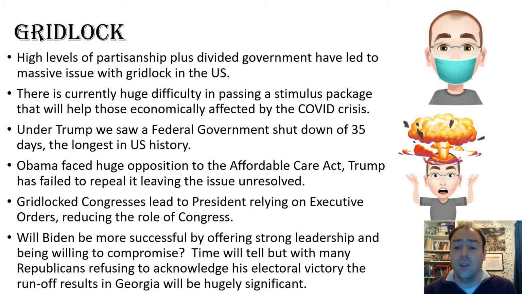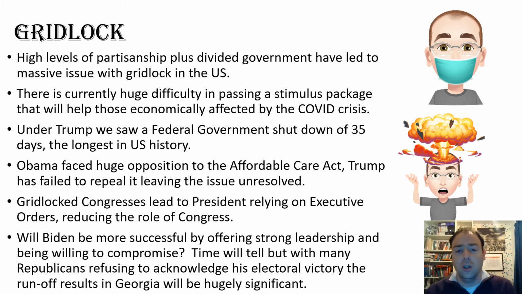The net result of this increasing partisanship is gridlock. So high levels of partisanship plus a divided government, so where not all three parts in terms of the executive and both bits of the legislature are controlled by the same party, leads to gridlock in the American system. And gridlock is when things essentially don't get done because one or other part blocks the other two. And this has been seen at the moment as I make this video.